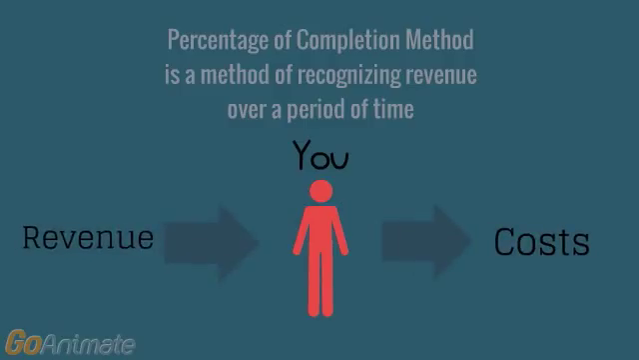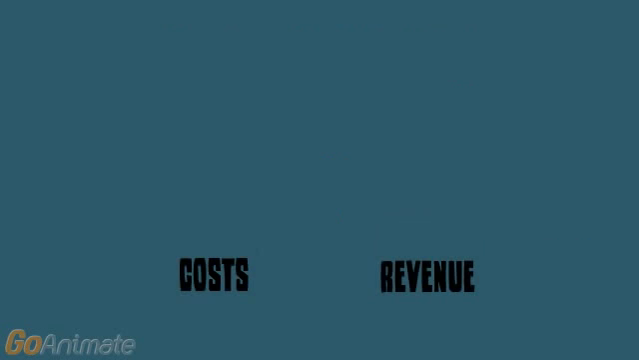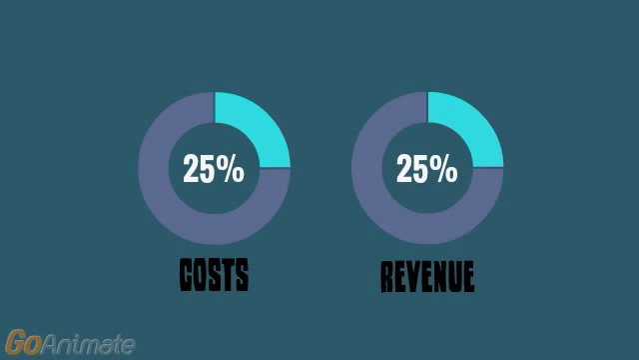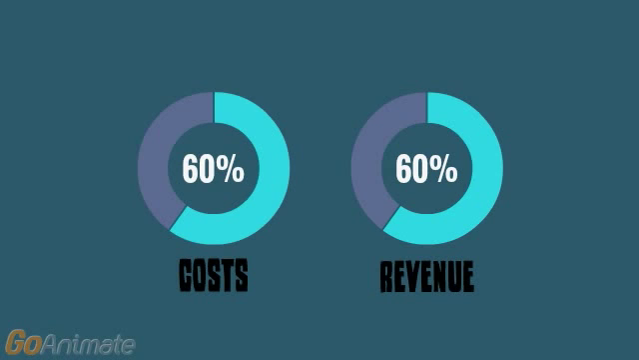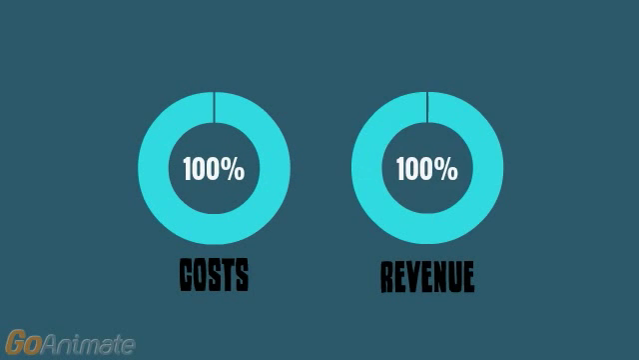As you incur your costs, you also want to proportionally recognize your revenue. In other words, if you incur 25% of your costs in one period, you want to also recognize 25% of your revenue. Or if it's 60% of your costs, then you want to recognize 60% of your revenue. Or if you incur all of your costs, you want to go ahead and recognize 100% of your revenue.